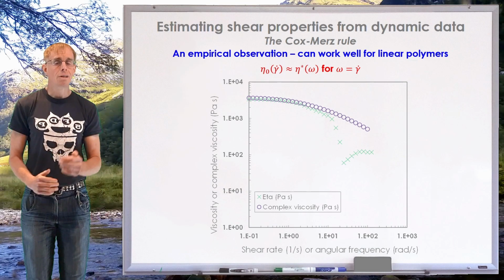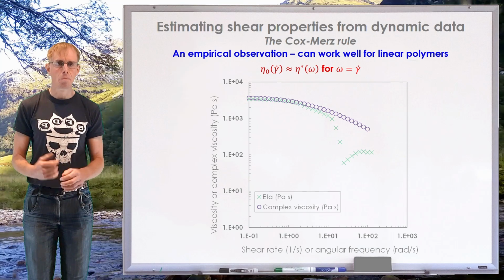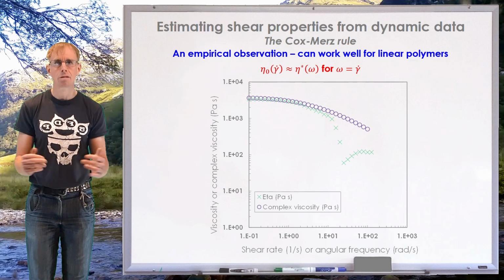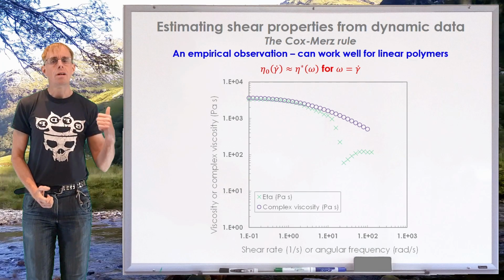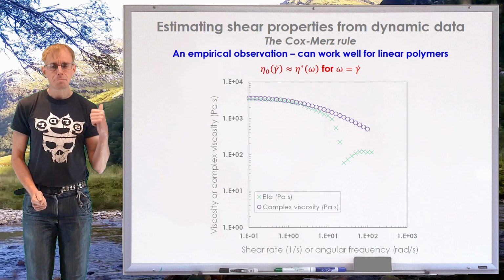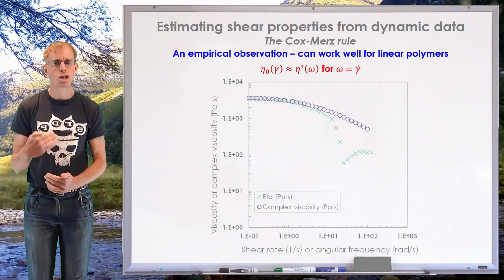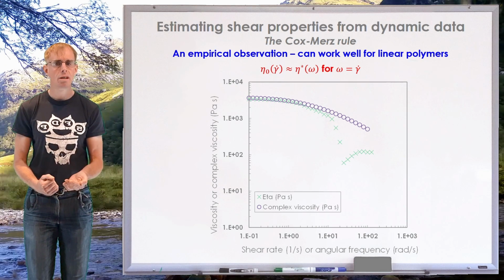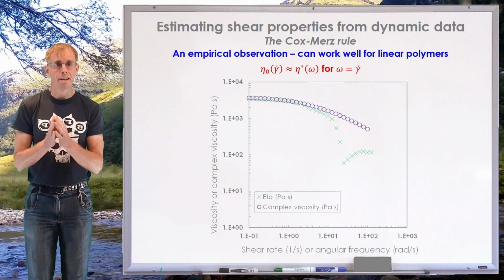It's well behaved at low shear rate, but then something goes all awry and the data's all over the place, probably because the sample's liberally scattered over the inside of the rheometer. The purple circles are the complex viscosity data. And on the x-axis, what I have are values of either shear rate or angular frequency. But if I'm looking at complex viscosity, I'm looking at angular frequency.